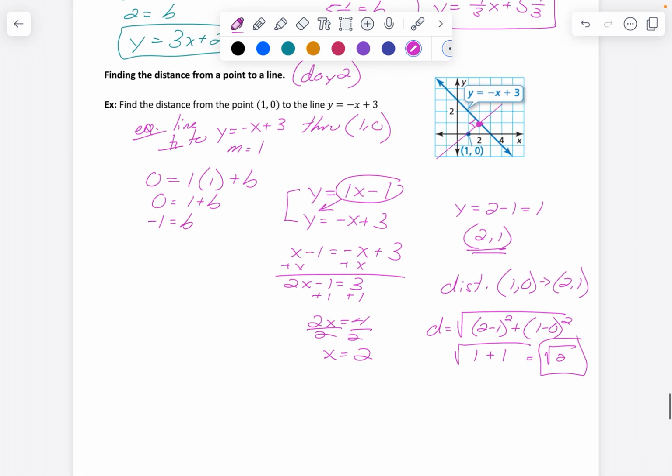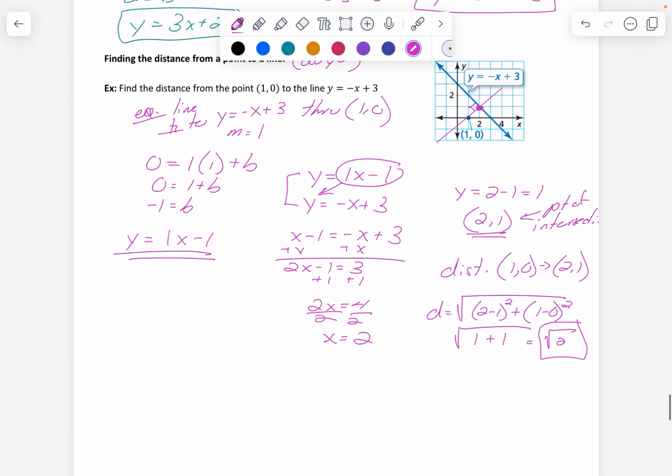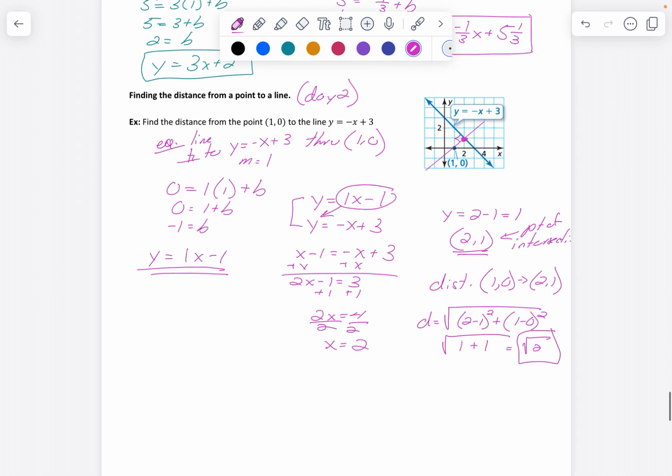So just to recap, first we find the equation, actually, I'll write it here too. So y equals 1x minus 1. That is the equation of the line perpendicular to the given line. And then we take our new equation, the one we just found, plus the one we were given, to find the point of intersection. And then we use that point of intersection with the given point to find the distance from that point to the line. Phew.